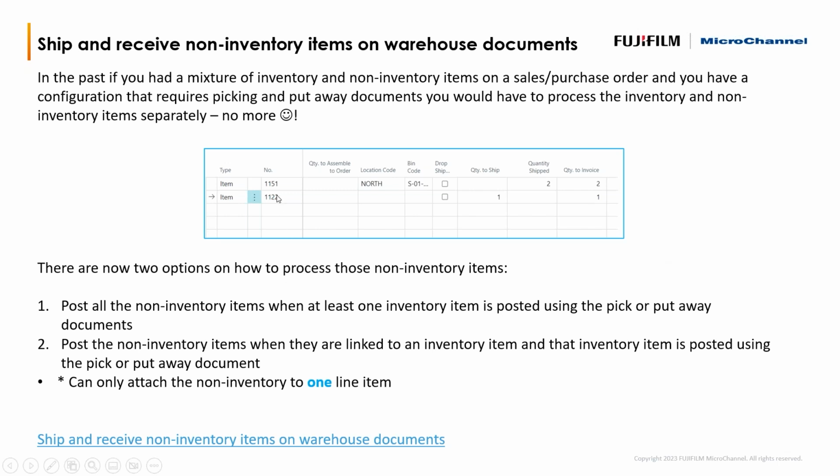So now they're giving us the option of how we want to process these non-inventory items. Do we want to post them when one line on the order is actually posted, or do we want to link them to an inventory item so that when that item is posted, it will then process the non-inventory line? It's getting a bit confusing here, but I'm going to go through and show you how to set all that up. Just bear in mind, you can only attach the non-inventory, like your delivery fee or your freight fee, to one line only. We can't attach it to multiple lines.